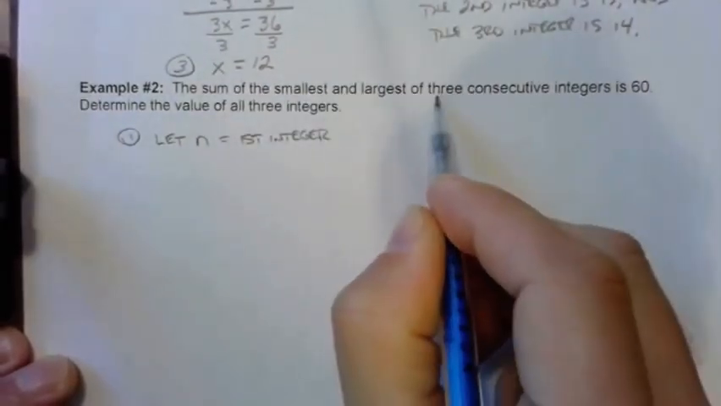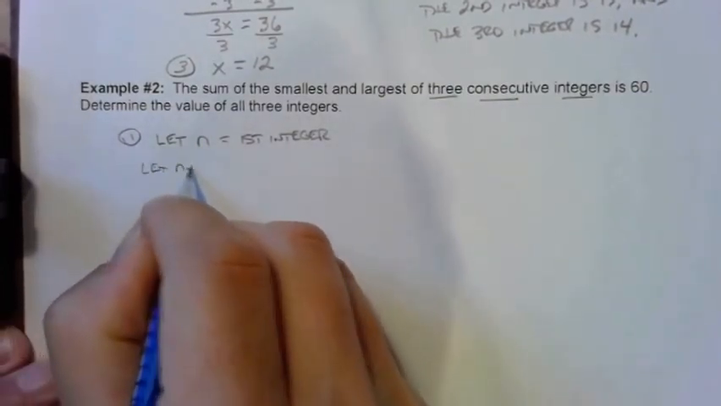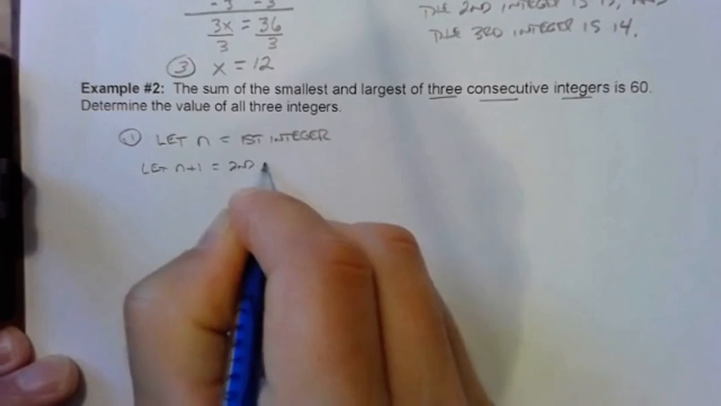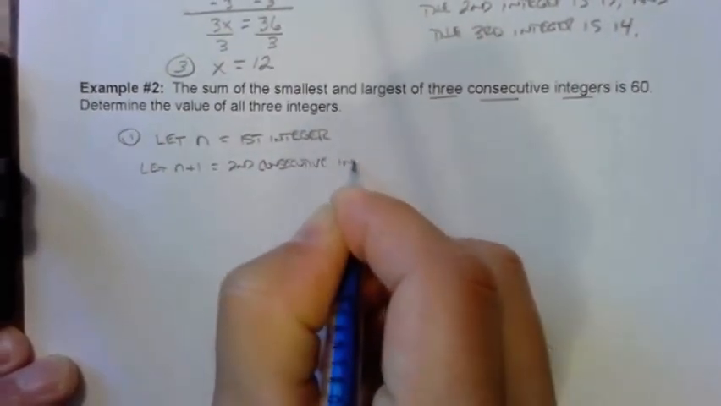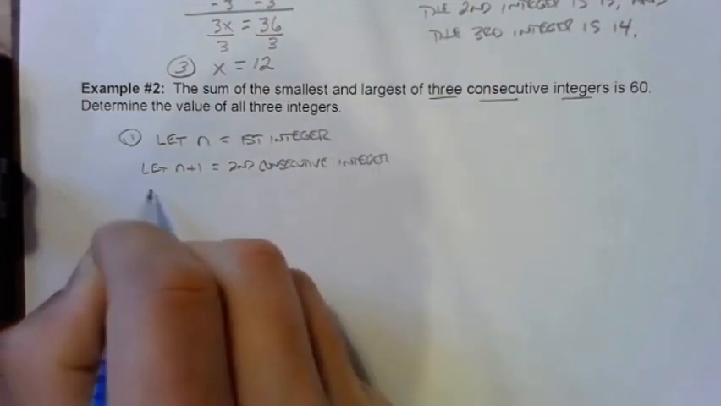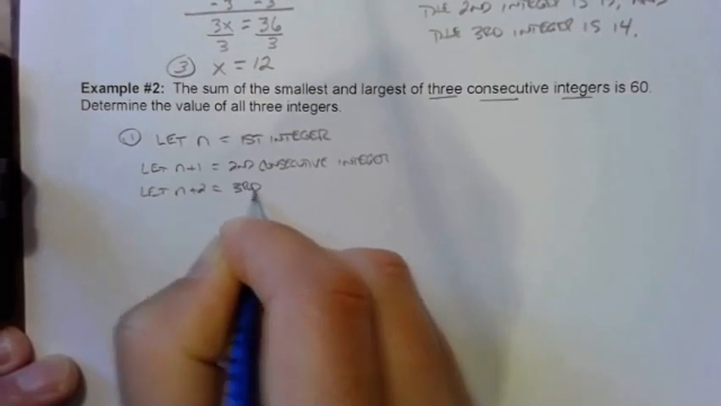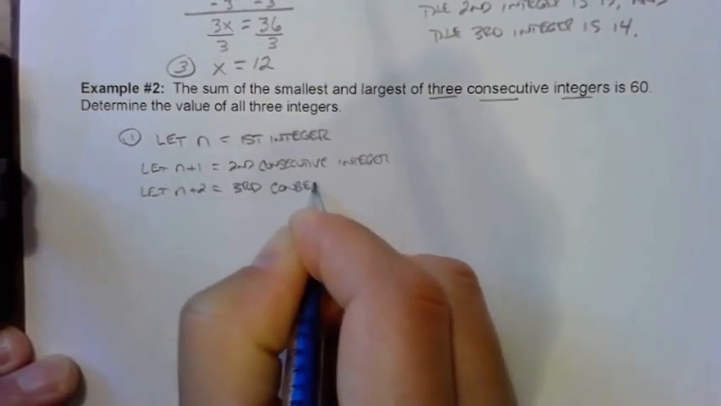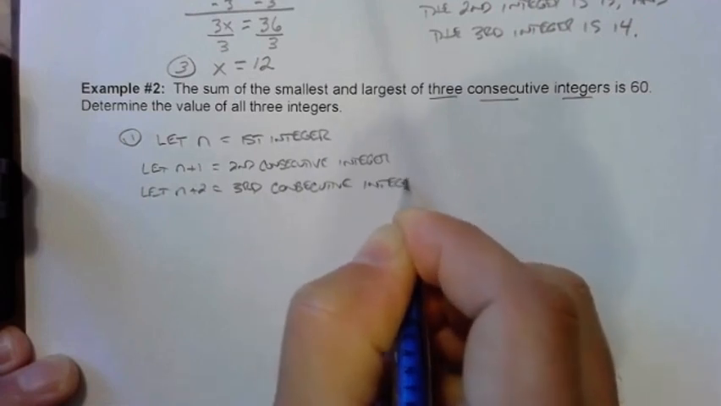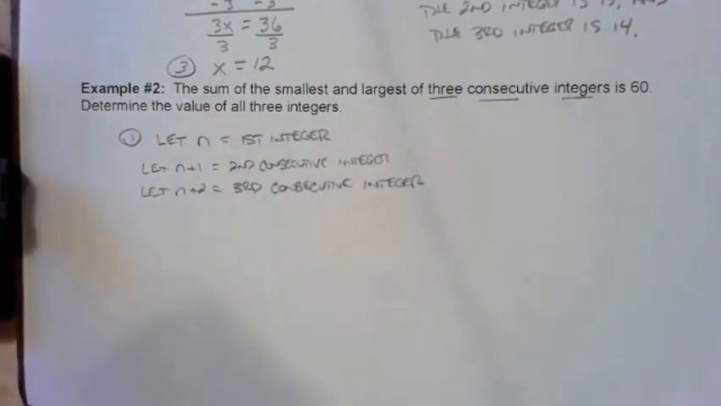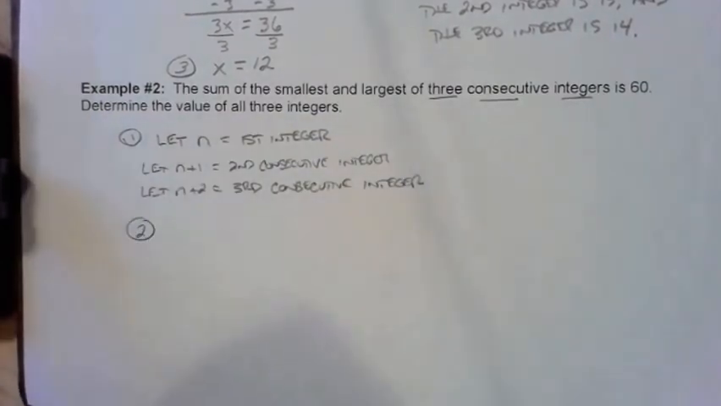And then since we're dealing with three consecutive integers, we're going to say let n plus 1 equal the second consecutive integer. And then let n plus 2 be the third consecutive integer. Okay, so I have defined my three integers, my three unknown values in this problem, and now I'm going to set the problem up algebraically.